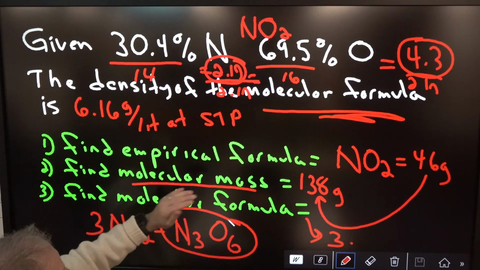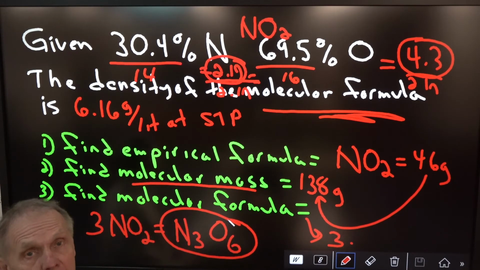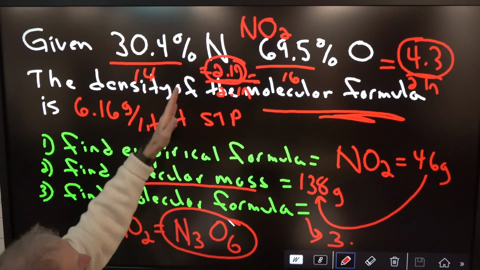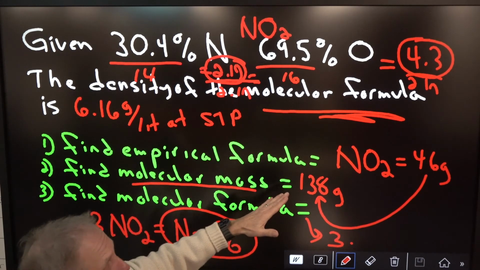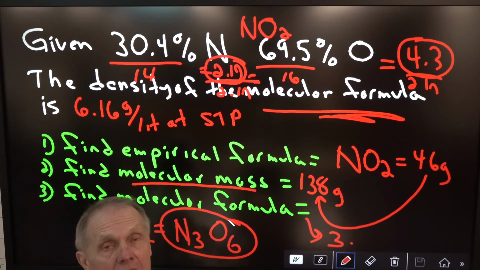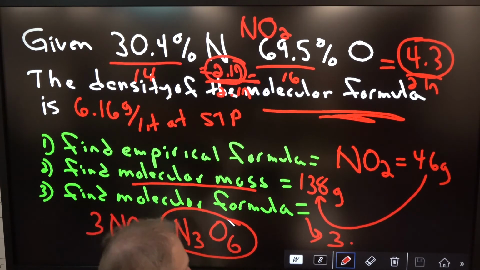So that is a 3-step problem. Each question is going to be worth 5 points. This is a 15-pointer. So first you have to find the empirical formula, then the molecular mass, and then the molecular formula. Okay, so that's how you do empirical and molecular.